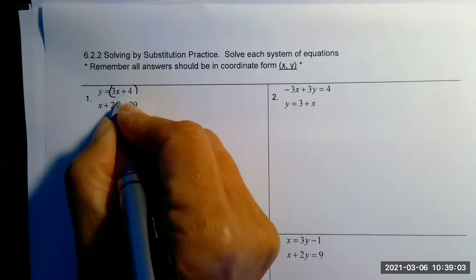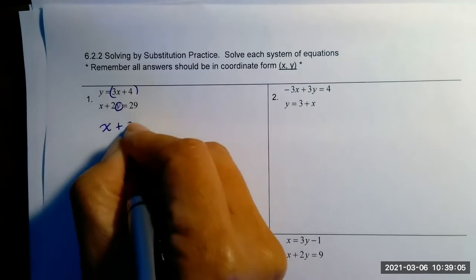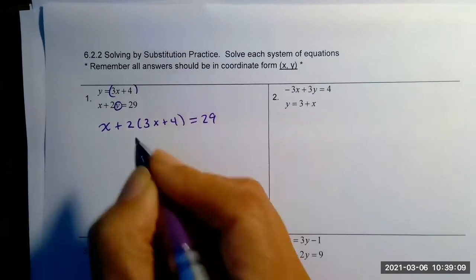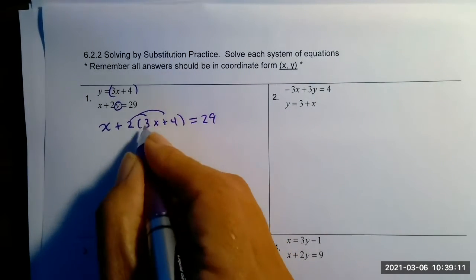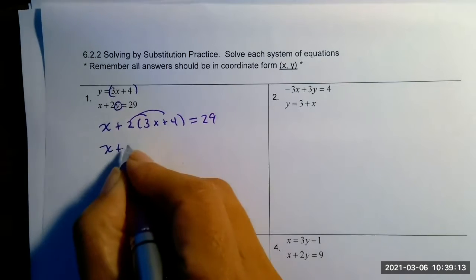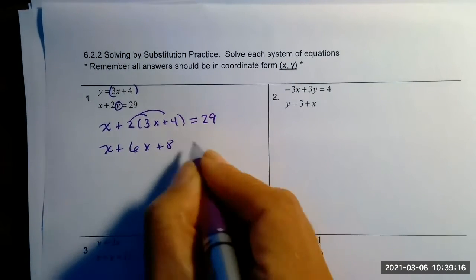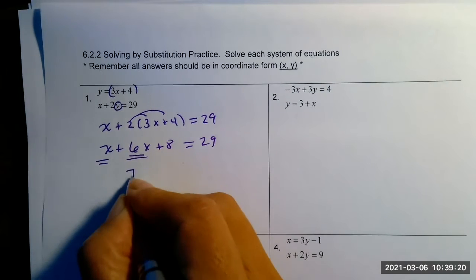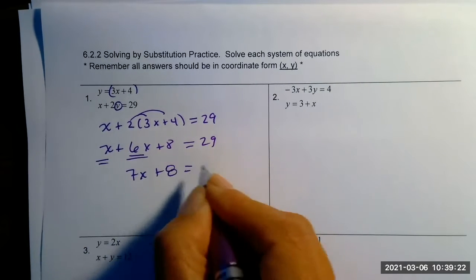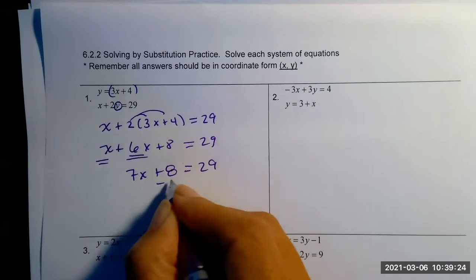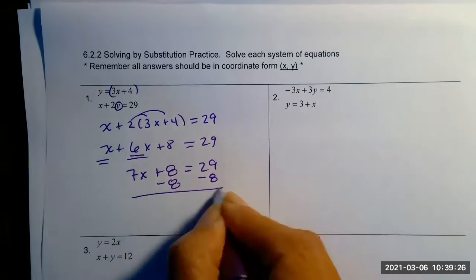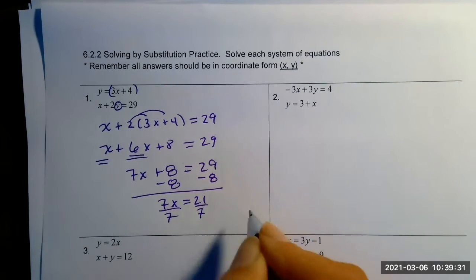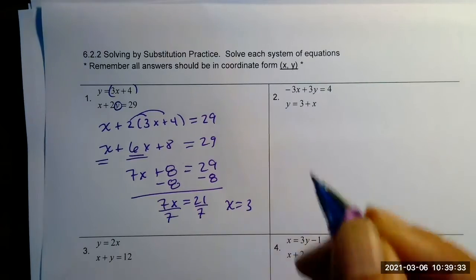We're going to take that, substitute it into there. So we have x plus 2 times (3x plus 4) equals 29. Distribute that. I always put the parentheses with it so I don't forget to distribute. So I'm going to combine my like terms. This is 7x plus 8 equals 29. Now I'm going to subtract 8 from both sides. 7x equals 21. Divide by 7, x equals 3.